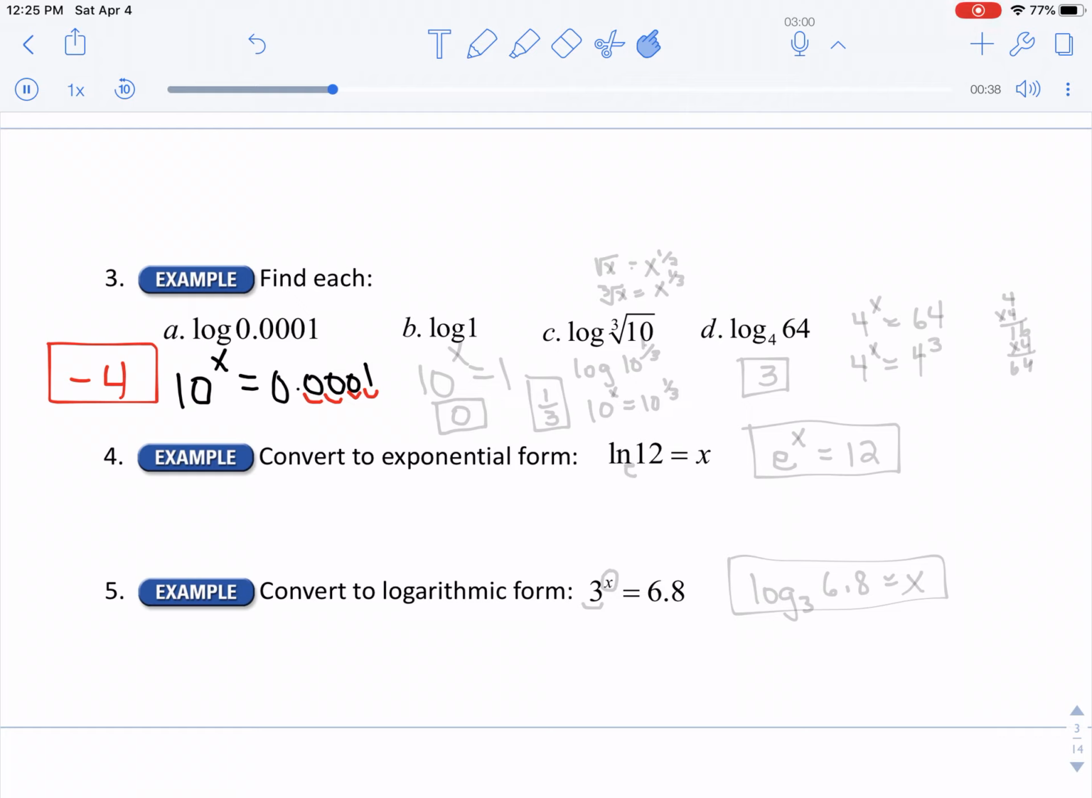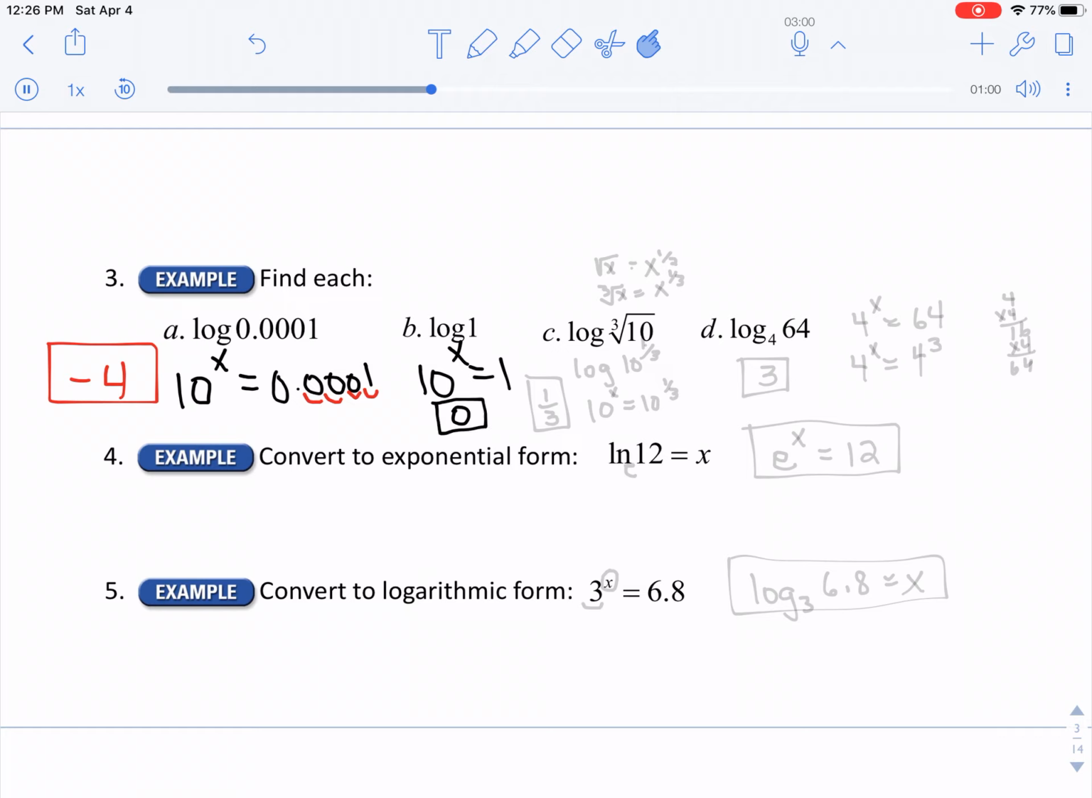All right, for B, again, this is a base 10, even though it doesn't say that. So I want to know 10 to what power equals 1. And of course, the only time that something raised to an exponent equals 1 is if that exponent is 0. So the answer is 0.